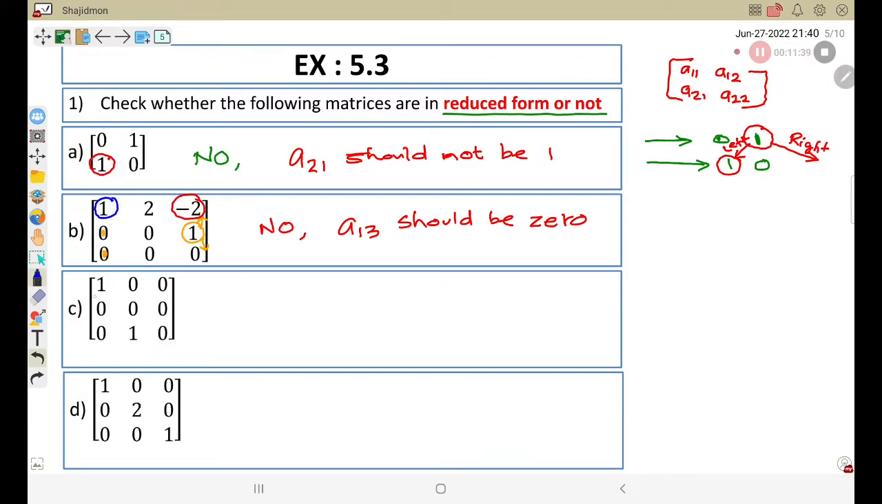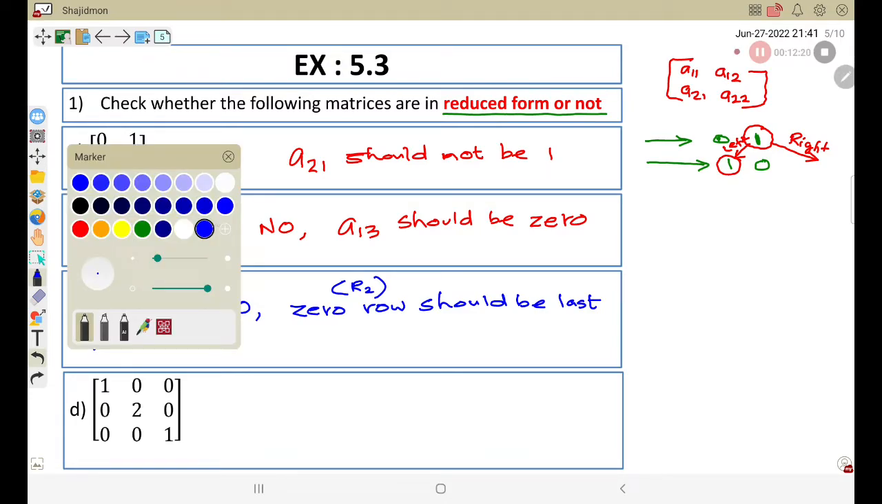What is the C part? 1, 0, 0, 0, 0, 0, 0, 1, 0. Which property is violating? Is it reduced form or not? It is not in reduced form because you can see the second row is complete 0. Complete 0 row should be last, correct? So we can write 0 row should be last. 0 row means the second row, R2. R2 should be last. We need to transfer it into last. So that is now violating. So it is not reduced form.